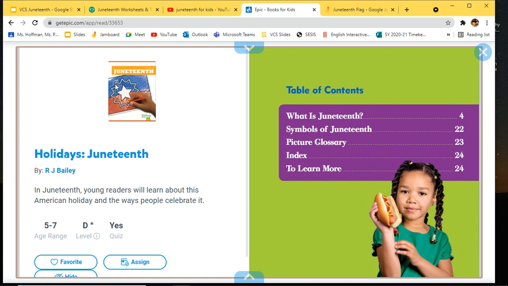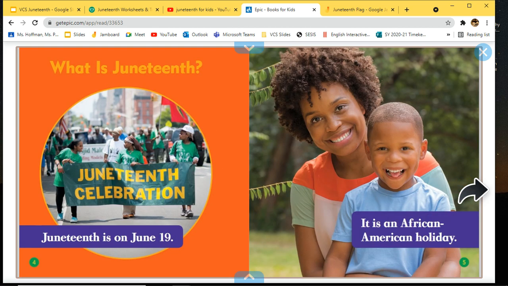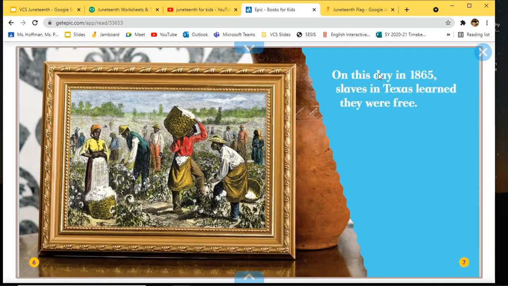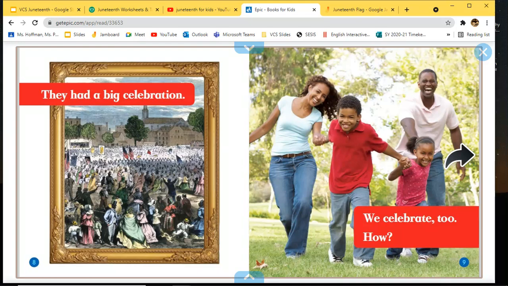So typically I start off by reading the title, the author, we discuss the table of contents, so I went through the story with the students. What is Juneteenth? It's an African American holiday. Discuss how the enslaved people in Texas learned that they were free. They had a big celebration at that time. And how do people celebrate it now?